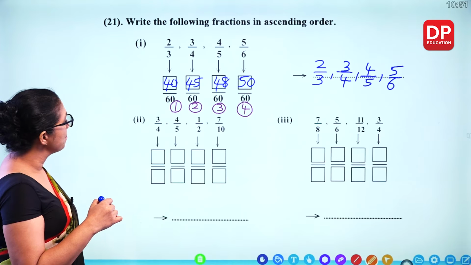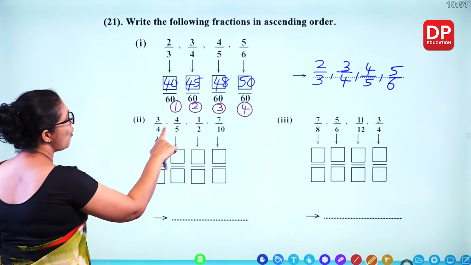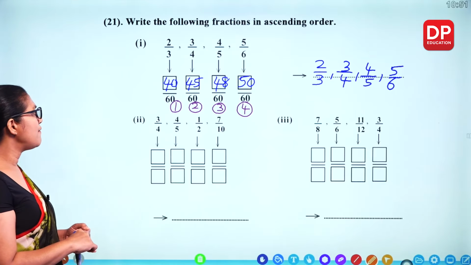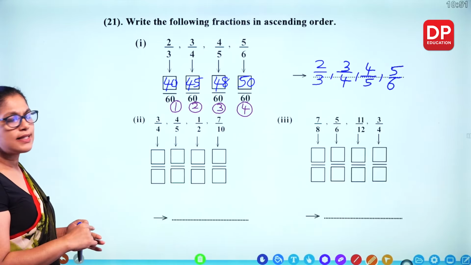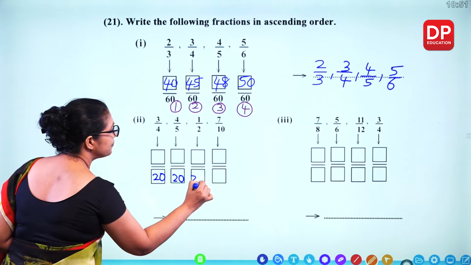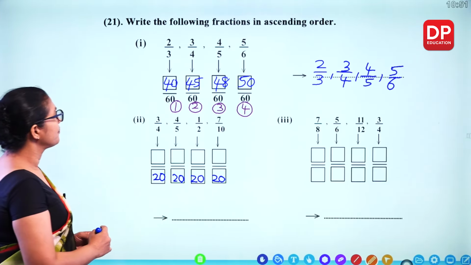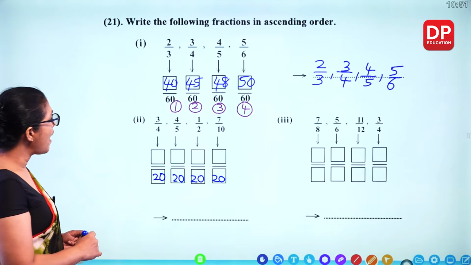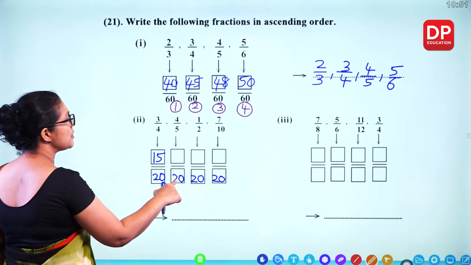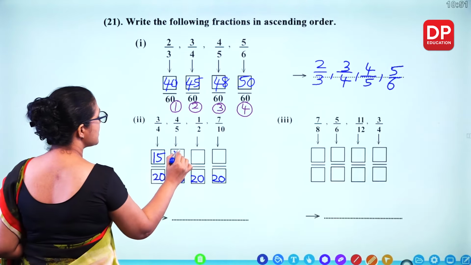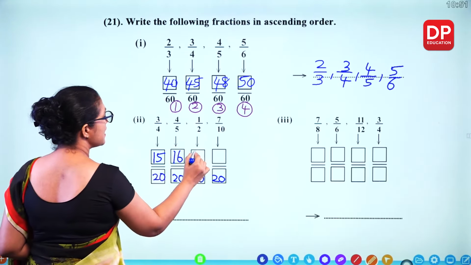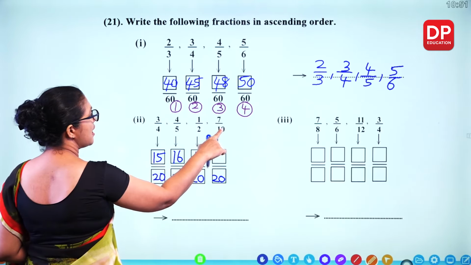Second one, this one, 4, 5, 2, 10. What's the common denominator? 4, 5, that's 20. 2 and 10 also 20. So we can convert everything to 20. So that means multiply by 5. 5 times 3, 15. 5 to 20 multiply by 4. 4 times 4, 16. 2 becomes 20, multiply by 10. That's 10. And here multiply by 2.